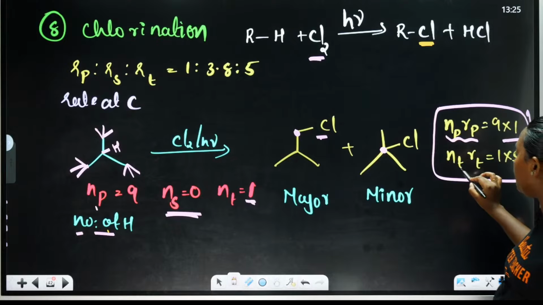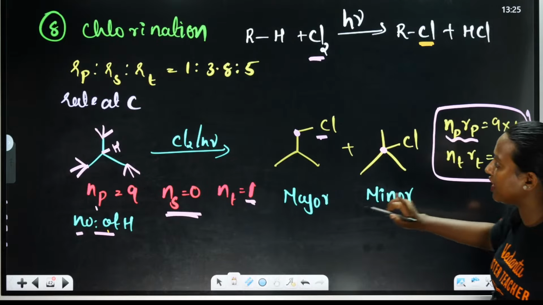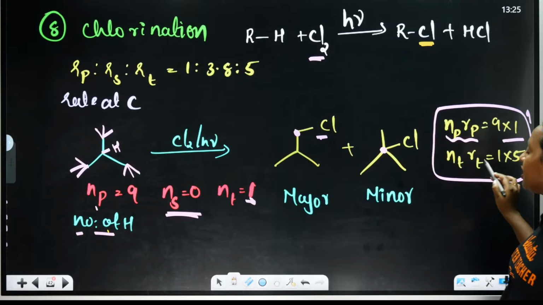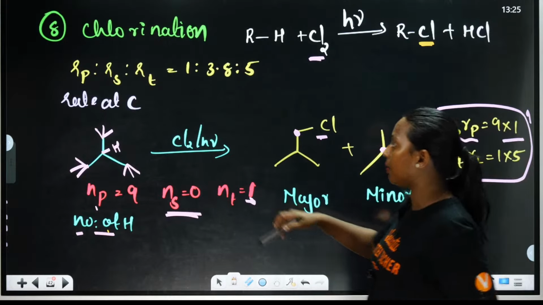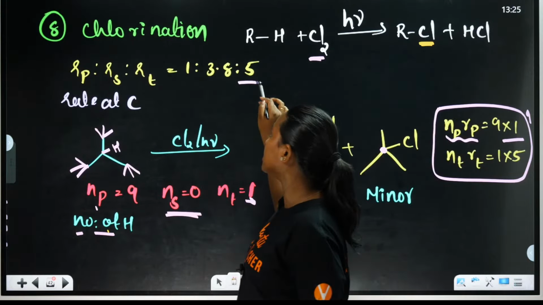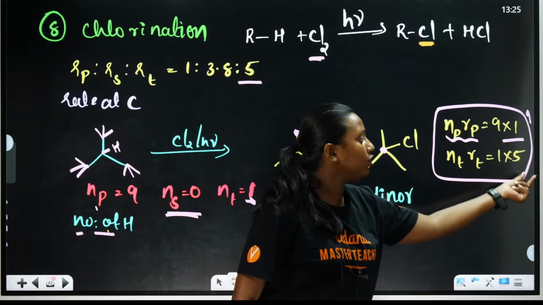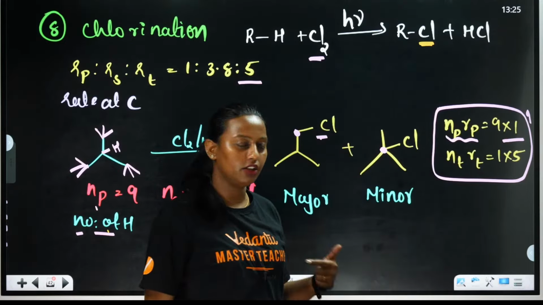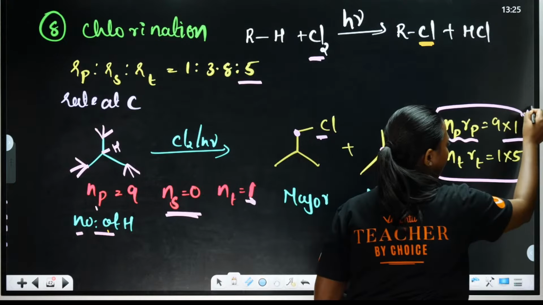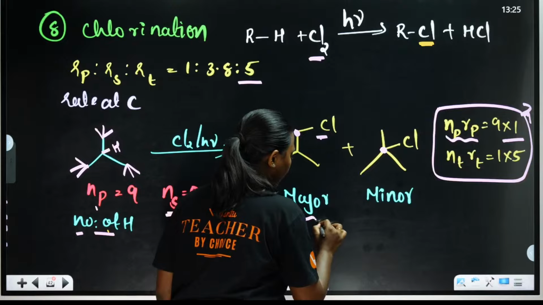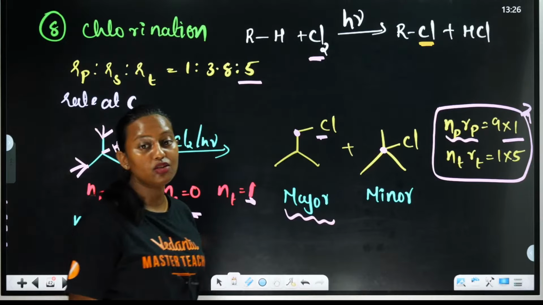So the number of tertiary hydrogens is 1. So 1 into RT, the rate of tertiary carbon. The rate of tertiary carbon is 5. So 1 into 5 is 5. So between 5 and 9, which number is higher? It is 9 only. So this is major. That is why this is the major compound.